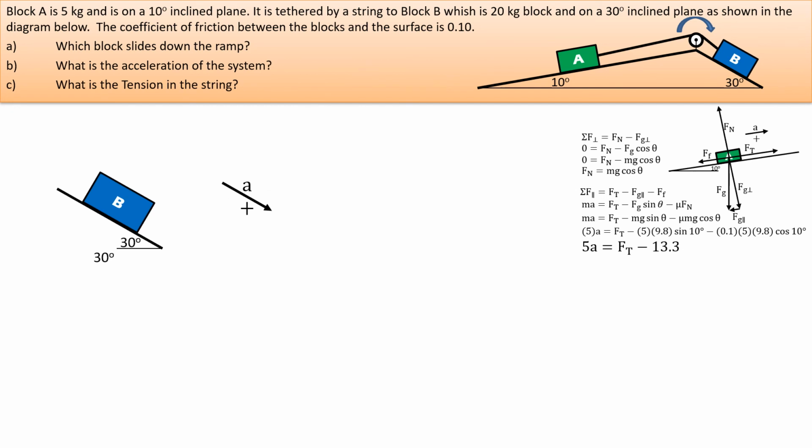So we'll keep that on the side over here. Block B is accelerating this way. It's heavier, right? Gravity acts on it more than on block A. So it's accelerating down the hill this way.